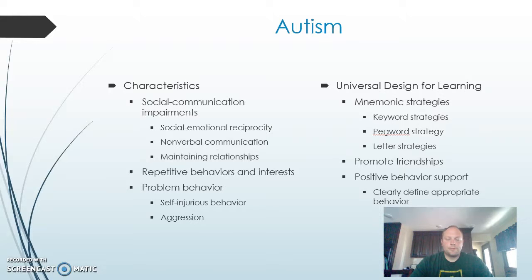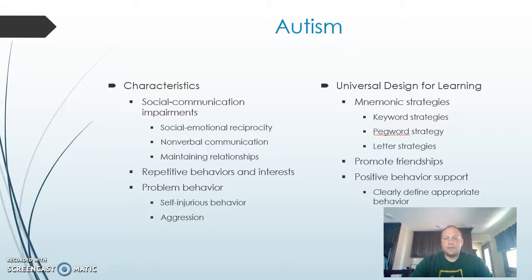Autism, characteristics. There's social communication impairments, which include social emotional reciprocity, nonverbal communication, and maintaining relationships. Repetitive behaviors and interests, and problem behavior such as self-injurious behavior and aggression. These students can be pretty challenging also, and again, there's some definite social skill issues here.